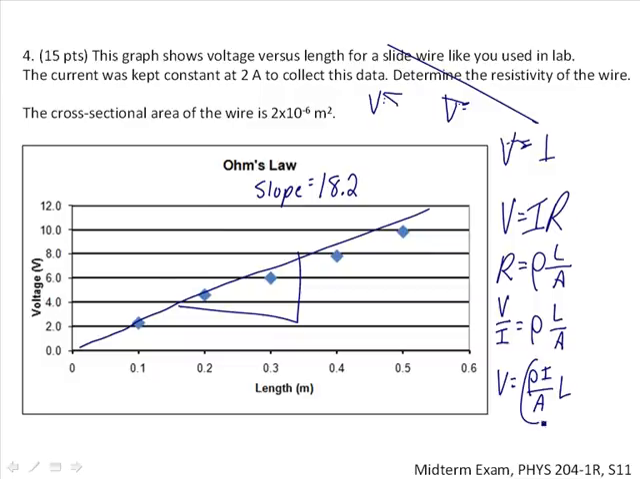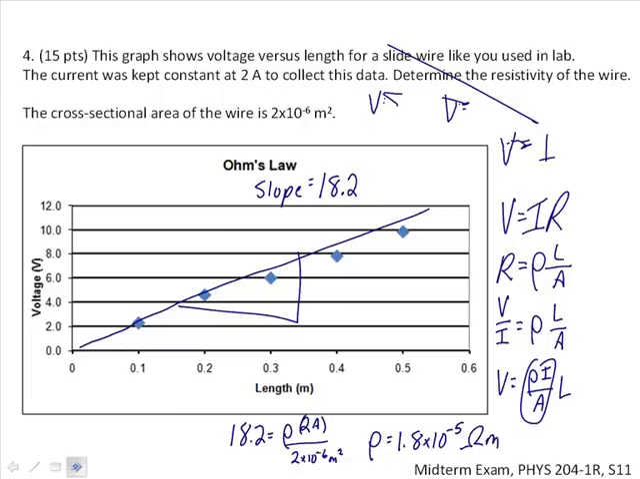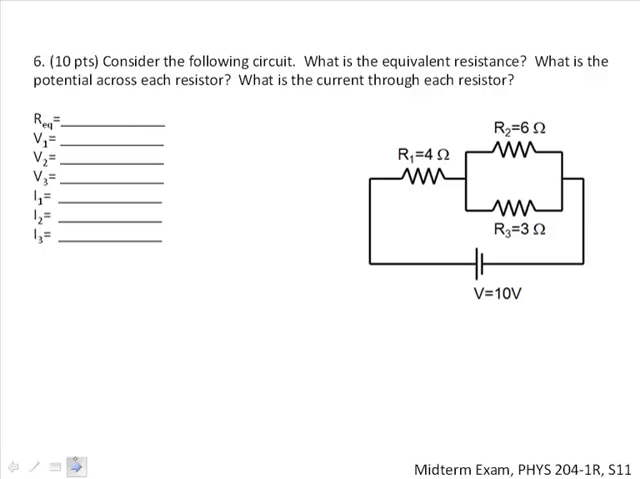And now this then is my slope. So I set my slope, which is 18.2, equal to rho times I, which is 2 amps, over A, which is 2 times 10 to the minus 6. And if I solve that for rho, my rho is equal to 1.8 times 10 to the minus 5. That's in ohm meters. That's the answer.